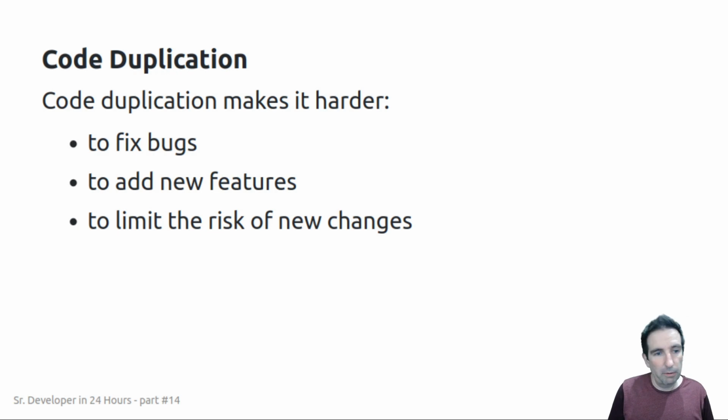Because at the end of the day, what we're trying to do is limit the risk of any changes that we make. A code base in which we can make changes with a low risk is a fairly maintainable code base. If you have a code base where any little fix is going to cause a lot of unintended consequences, well, then we have a piece of code that is not very maintainable.